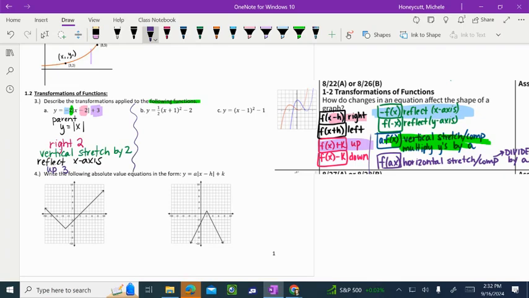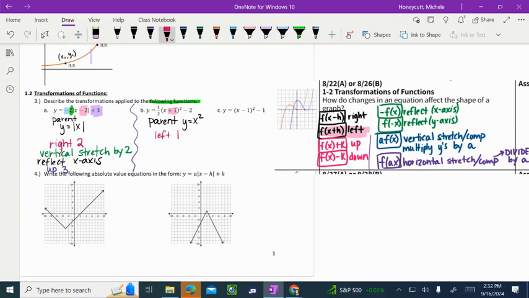For part B, I notice I don't have absolute value bars anymore. Now I have x squared, so that tells me my parent function is y equals x squared. And then I notice that first of all there is a plus 1 inside of a grouping symbol, so I'll erase these so I can find them. Plus 1 inside of a grouping symbol corresponds right here.